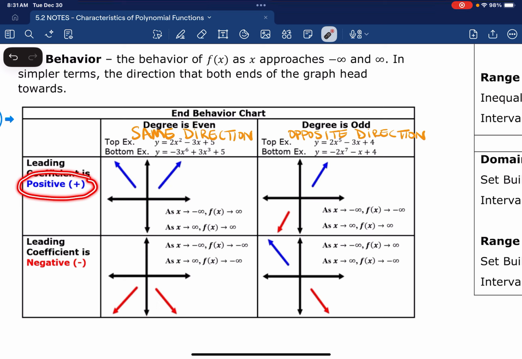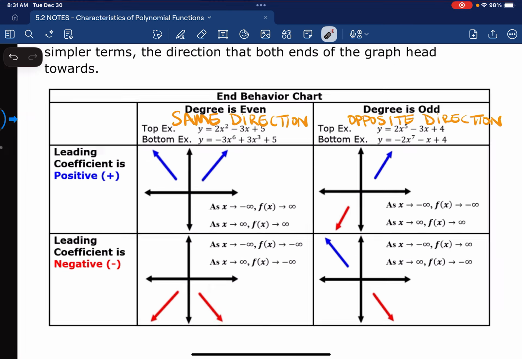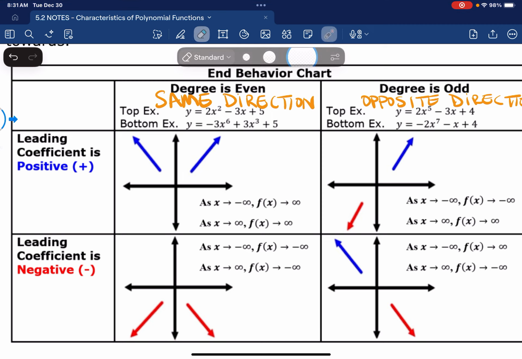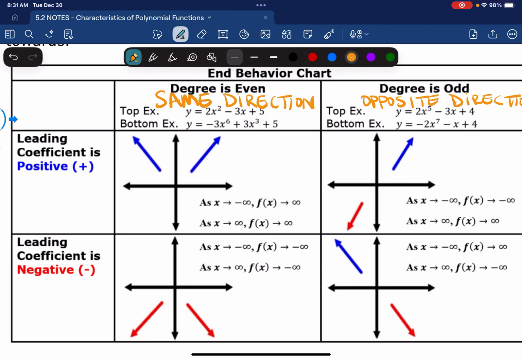If the leading coefficient is positive, both of your end behaviors are going to point up. If the leading coefficient is negative, then both of your end behaviors are going to point down. Okay, so let's look at these examples right here. So I'm going to highlight, we'll just use orange here. So our top example is y equals 2x squared minus 3x plus 5. Oops, I need a highlighting tool, not a marker. Here we go. So 2x squared.